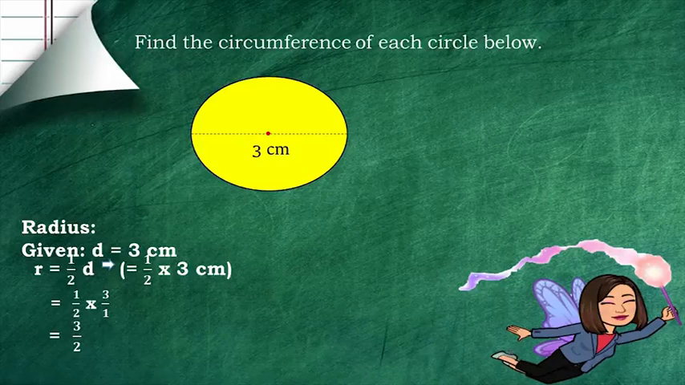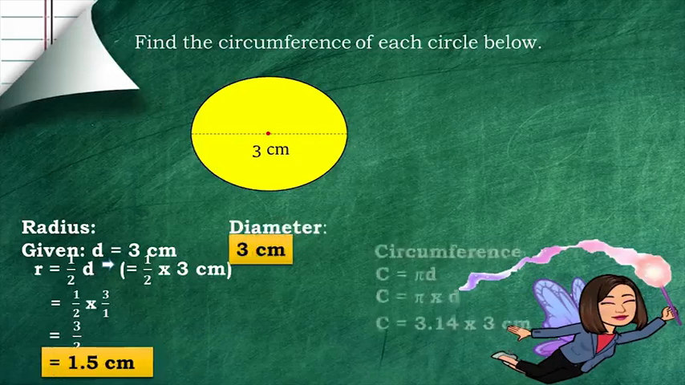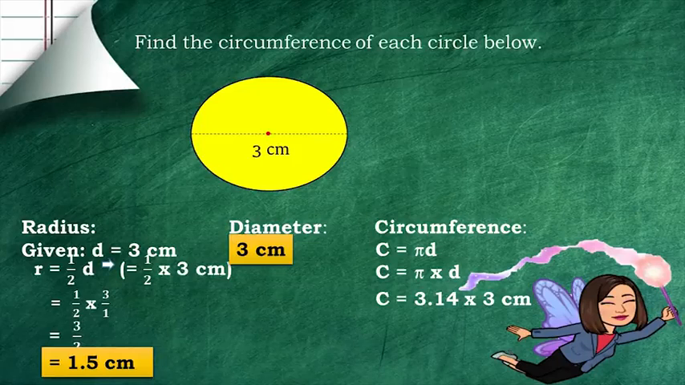1 times 3 equals 3. 1 times 2 equals 2. So we got a result of 3 over 2. 3 divided by 2 is equal to 1.5 centimeters. Diameter is given, so just follow it. Diameter is 3 centimeters. Now, let's find the circumference.